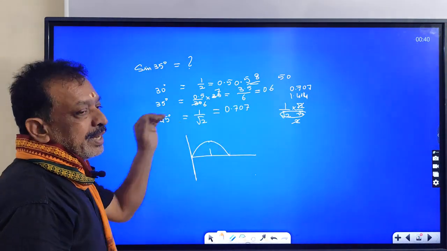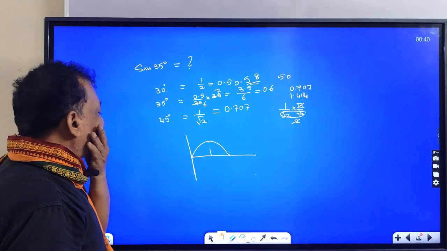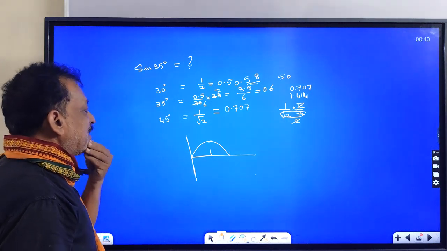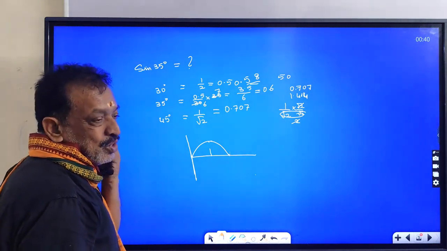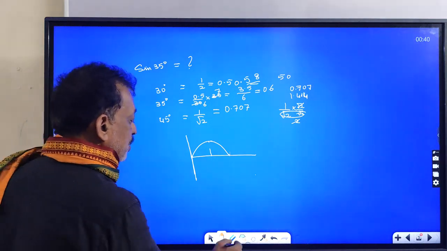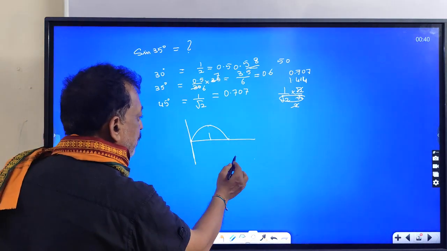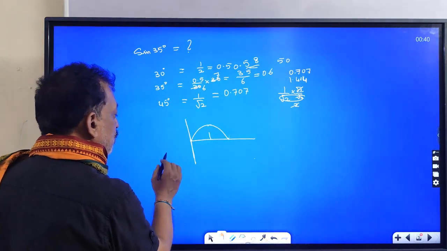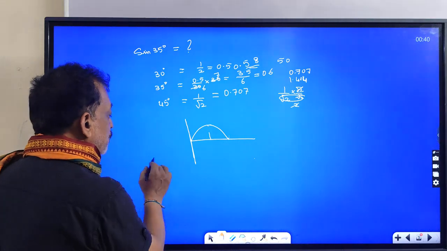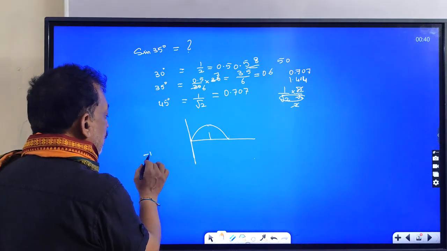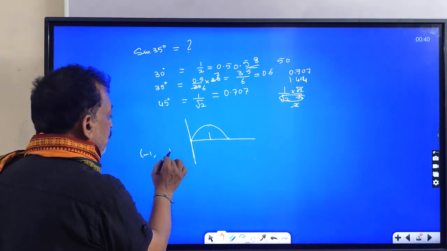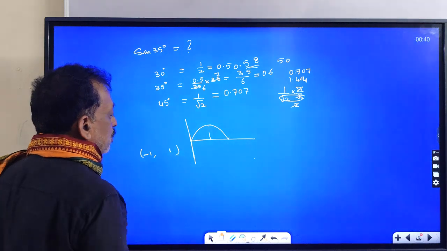So the sine value goes on increasing only. The range of sine is 0 to 1. Okay, 0 to 1 value. This is called the domain of the sine value region, 0 to 1. But for cos, the value is minus 1 to 1. Okay, so this is the domain of this one.